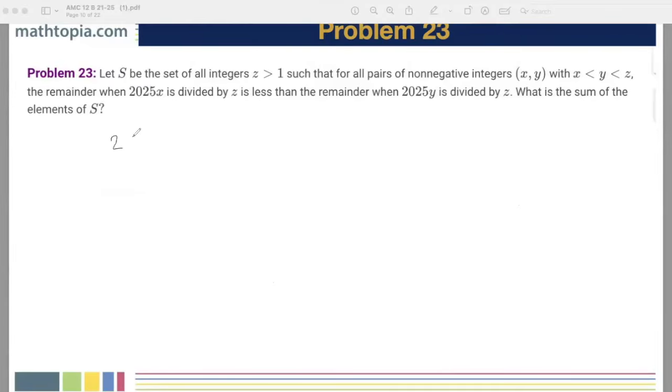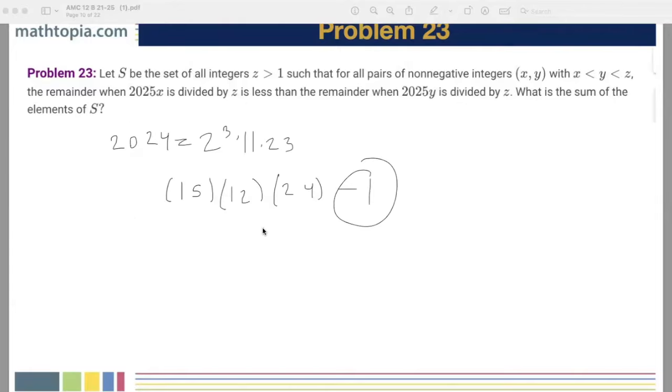So we write out 2024 is equal to 2 cubed times 11 times 23. We can just factorize this pretty easily. You just divide out 2's until you get 253, and then 11 divides this number. Okay. And then to do sum of divisors, you just calculate the sum of 1 plus 2 plus 4 plus 8, that's 15. Sum of 1 and 11 is 12. Sum of 1 and 23, that's 24. And finally, remember to subtract 1 because z equals 1 is not allowed.